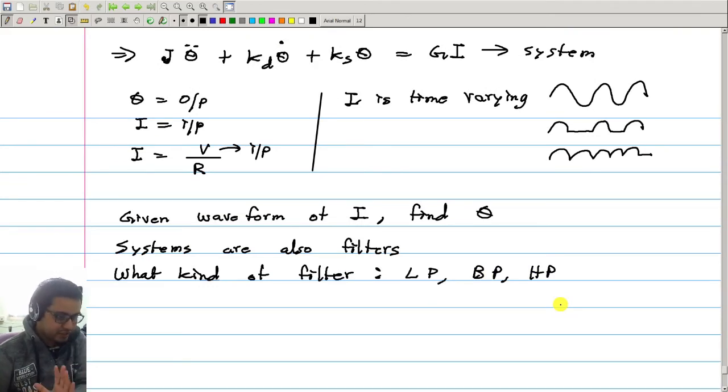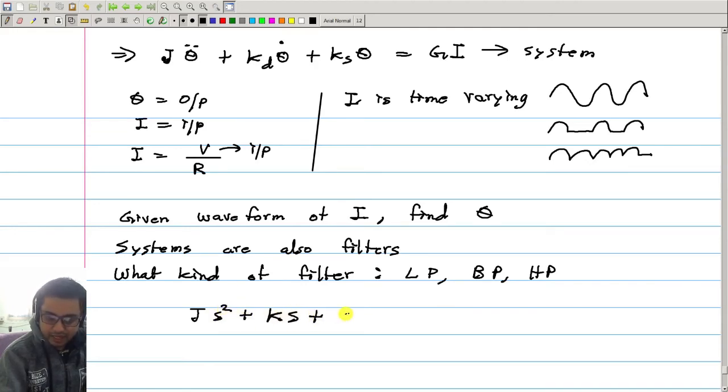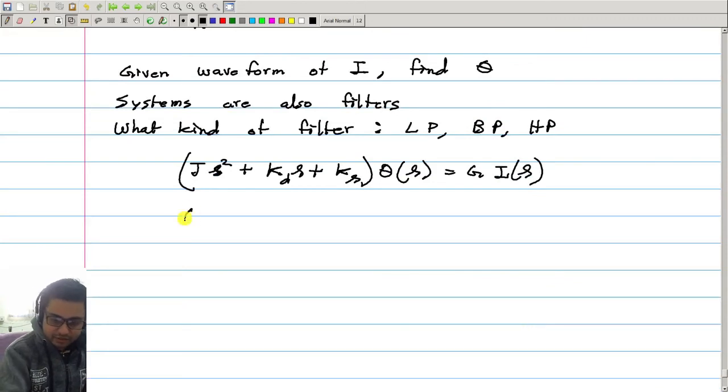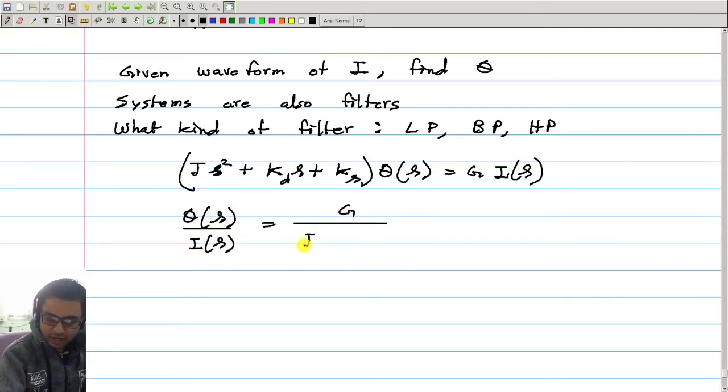For that, I will tell this briefly. You do the thorough calculation at home. So what do you do? Take the Laplace transform, find the frequency response. Take the Laplace transform and write the transfer function. We will get J s square plus Kd s plus Ks multiplied by theta(s) equal to G times I(s). Then theta(s) by I(s), the transfer function, will be G over J s square plus Kd s plus the spring constant.